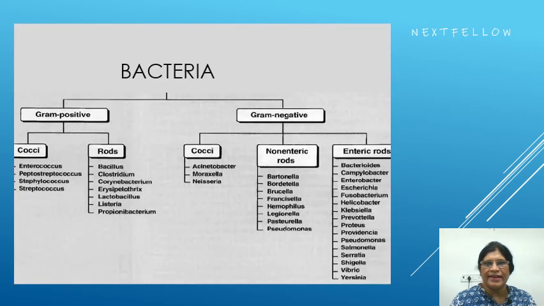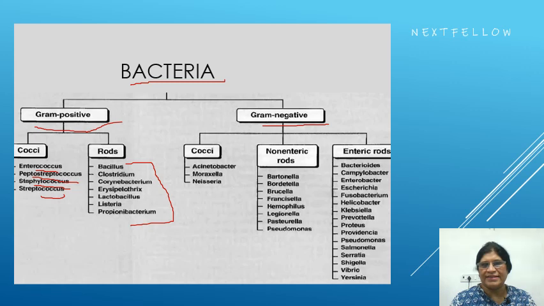These are the free living bacteria. Free living bacteria are gram-positive or gram-negative. I've already talked about them, that they can be cocci or rods. Gram-positive cocci are Enterococcus. Remember, Peptostreptococcus is an anaerobe. Staphylococcus, Streptococcus, whereas rods can be Bacillus, Clostridium, Corynebacterium, Lactobacilli, Listeria, or Propionibacterium.